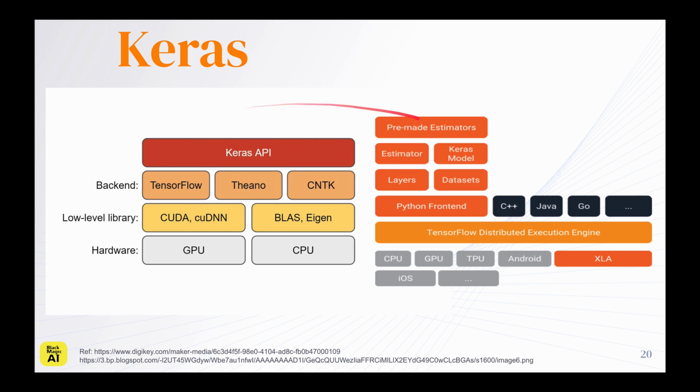And on the right here, we have something called pre-made estimators, which we don't cover in this workshop, but it's just included here to show the relationship between all the different layers when you're using pre-made estimators. Once again, we have a hardware layer, TensorFlow layer, and specifically these estimators are built on a Python front end, and they have Keras models, etc. And also there are other options, C++, Java, Go, etc.